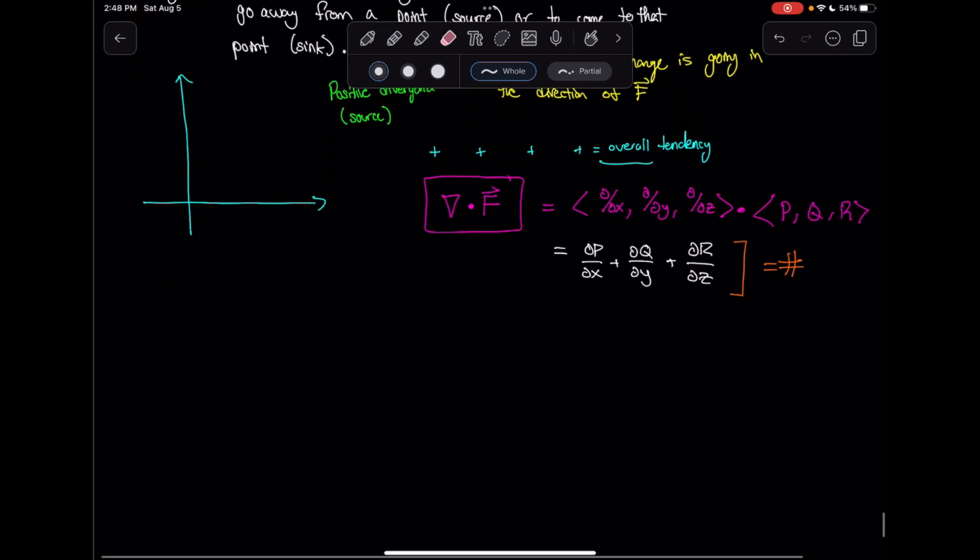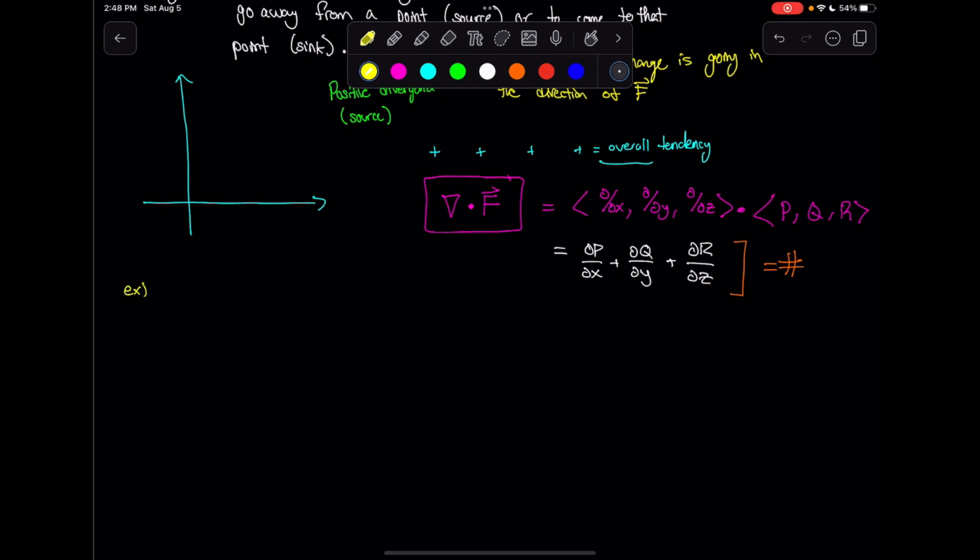So for example, we could do a quick example here. Let's say you're given the vector field F, and let's make this an interesting one. So let's do e to the xz, comma, cosecant of z, comma, sine of xz. And I would like you to calculate the divergence of F at the point (0, 1, 2).